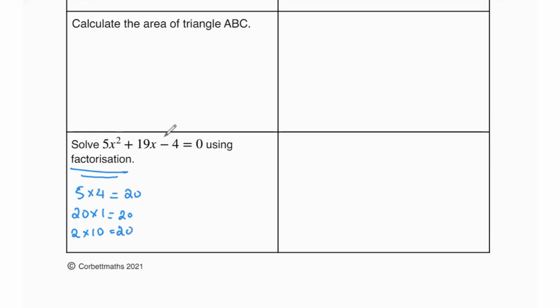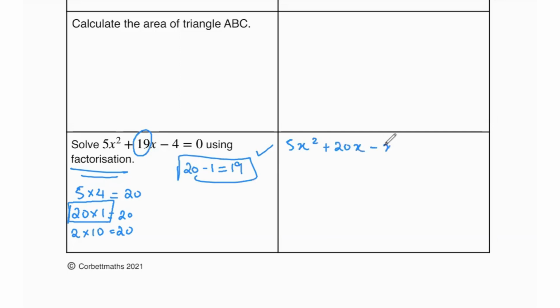Now we have to select that set of factors which when added or subtracted gives us the middle term, which is 19. That's going to be 20 and 1, because 20 minus 1 equals 19. Hence, this is the set of factors that we're going to choose. So now we're going to replace 19x with 20x minus x in the equation. Everything else is going to be exactly the same. So as you can see, we split 19x into 20x minus x.